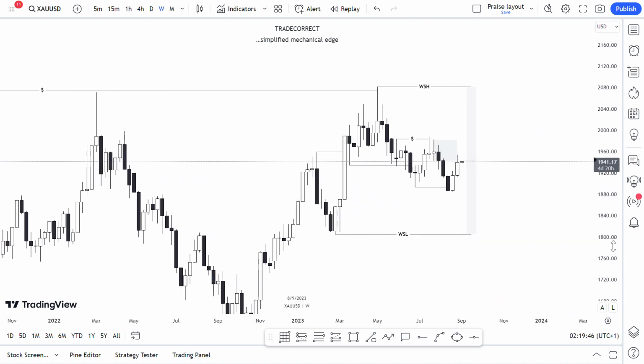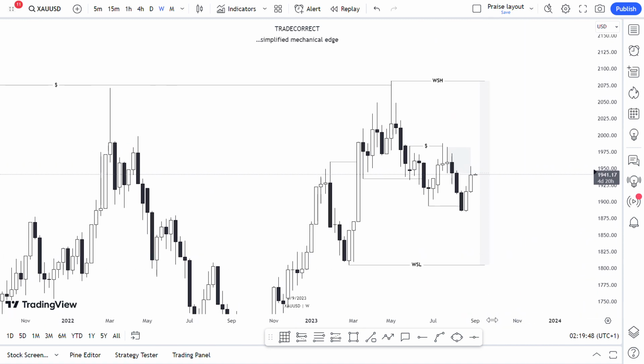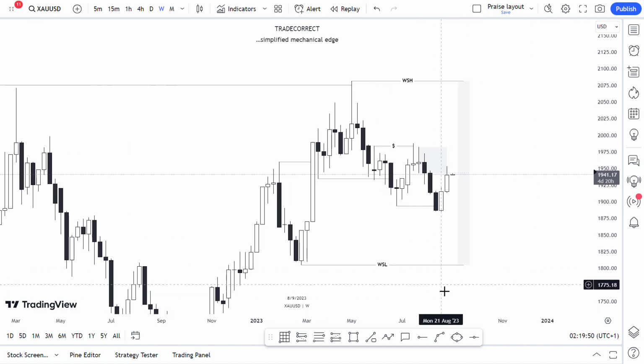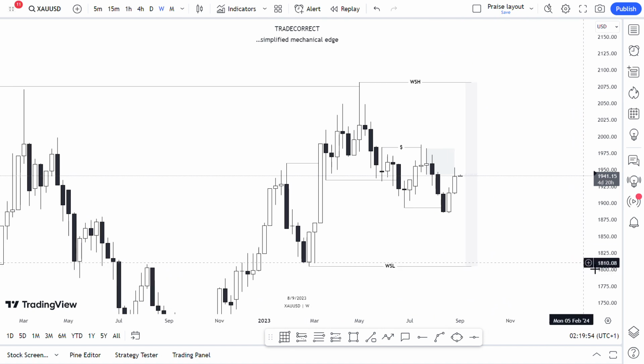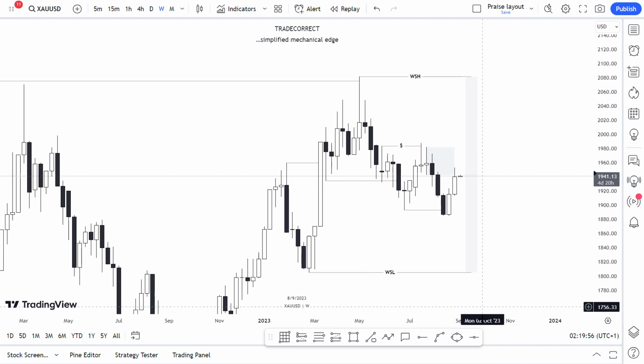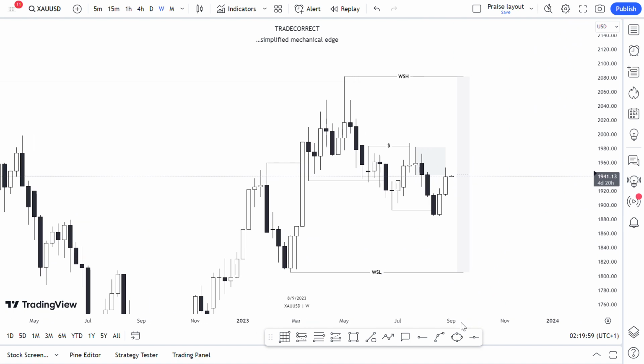WSL means weekly swing low, WSH means weekly swing high. I didn't have the time to write it down, so I just put abbreviations here. You mark it as you want to mark it. Sometimes you call liquidity LQ, you call break of structure MBS or BS, or BOS. It depends on how you want to do it.